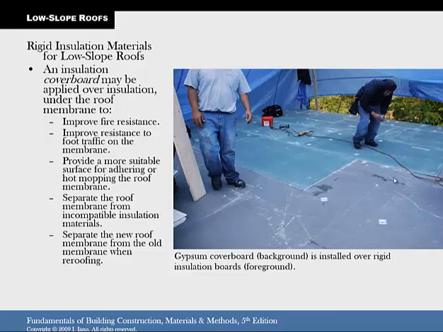Here's a cover board, which may be applied over the insulation under the roof membrane. That would help to improve the fire resistance, provide a suitable surface for adhering hot mopping roof membranes, separate the roof membrane from incompatible insulation, or separate the new roof membrane from the old roof membrane.